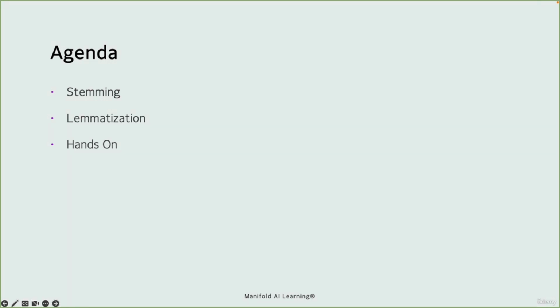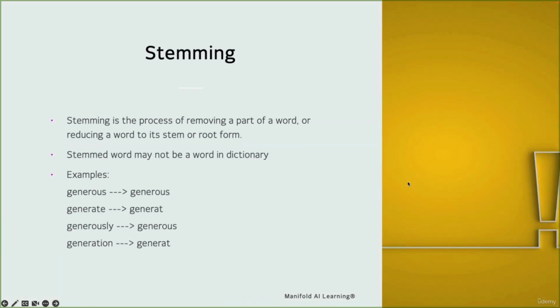So let's get started, and let's start by asking a basic question. What exactly is stemming? Stemming is the process of removing a part of a word or reducing a word to its stem or root form.